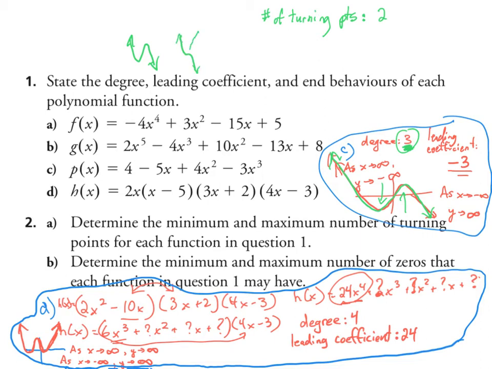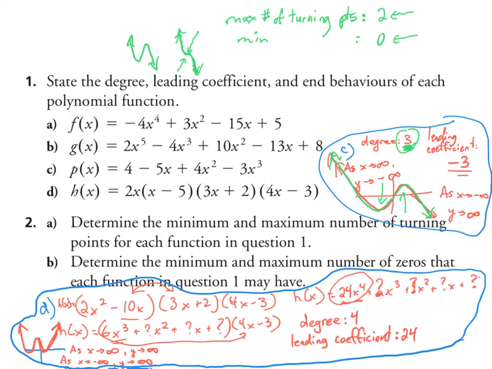And since this doesn't actually go back up and back down, it just kind of slows down, that's not considered a turning point. So it's going down the entire time, which means 0 turning points is the minimum. So your max is 2, your min is 0. You'll start to realize that an odd degree polynomial will have a max of whatever the degree is minus 1, which will be an even number, and a min of 0. It may not turn at all.